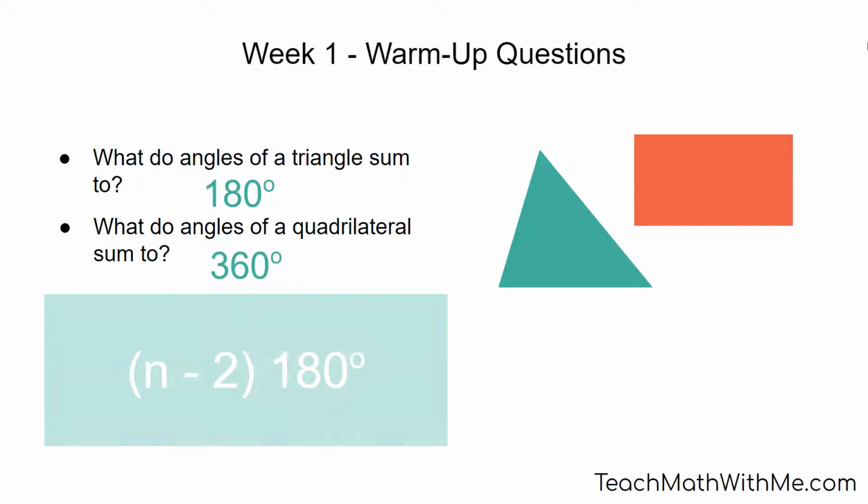But in general, we have an equation, (n minus 2) times 180, where n is the number of sides in a polygon. We can use this formula for any n-sided figure to calculate the sum of the angles inside that figure. So this is a good formula to keep in mind, as well as just remembering the 180 for a triangle and the 360 for a quadrilateral.